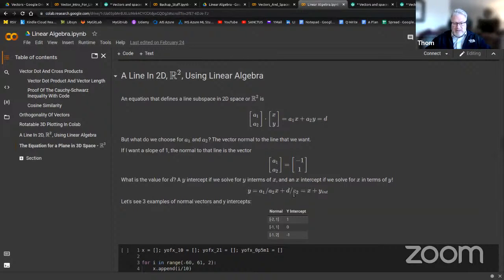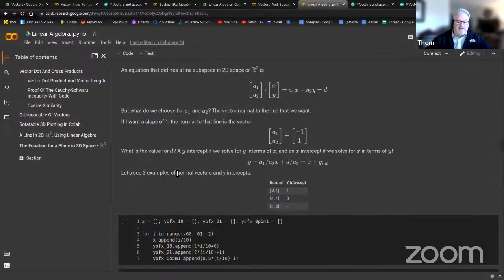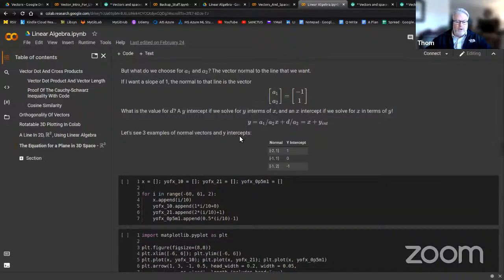Here's what ends up being the Y-intercept. If we just do all this algebraically, in other words, I haven't put in the numbers yet, I'm just using this equation, and I'm saying, okay, I'm just going to let X be the independent variable. And so the coefficient on X is A1 over A2, and then that Y-intercept ends up being d over A2. Well, let's see 3 examples of normal vectors and Y-intercepts.